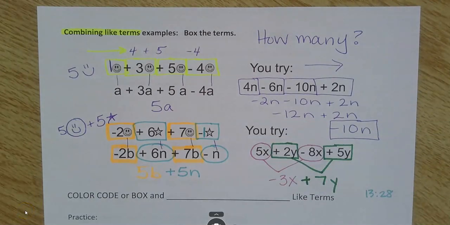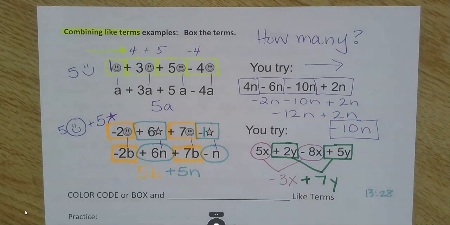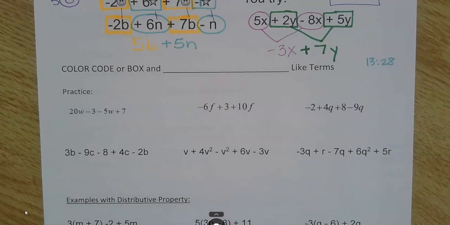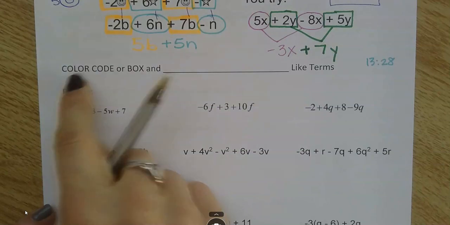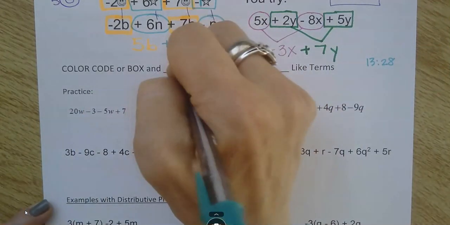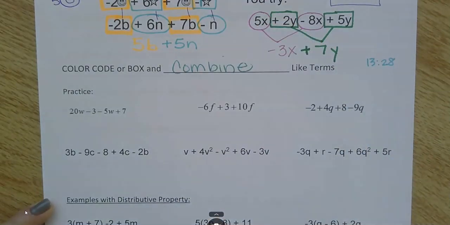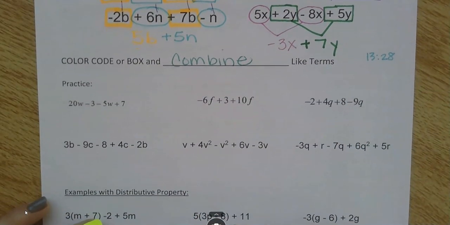So chapter 3, video 1 ended, the first part ended right here. That's where we left off. So we're just going to do a little bit more practice together, a few more examples if you need a little bit more practice. So we were saying to color code or box and then combine the like terms. So let's try a couple more.